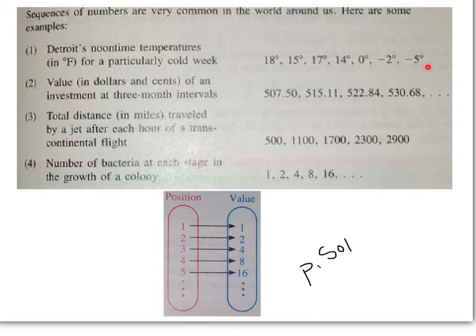Sometimes we can see that the pattern is that we add a number each time. Sometimes what we notice is that we multiply a number each time. Each one of these is considered a sequence. However, there are special types: arithmetic sequences and geometric sequences. These are the kind where we can actually predict future values.